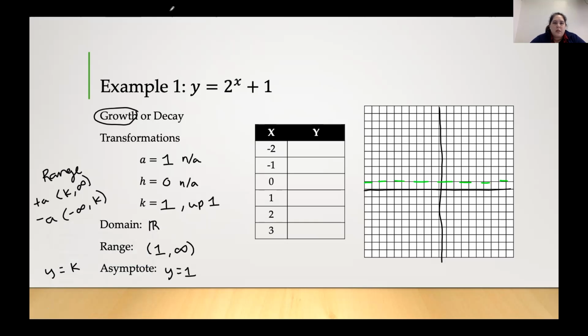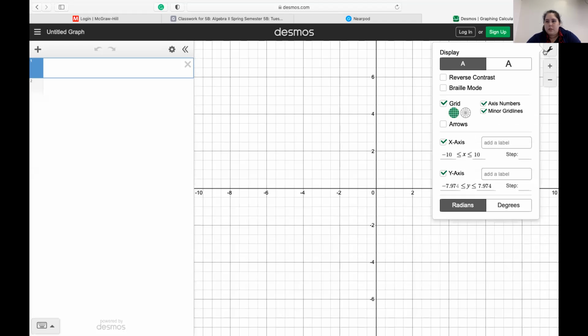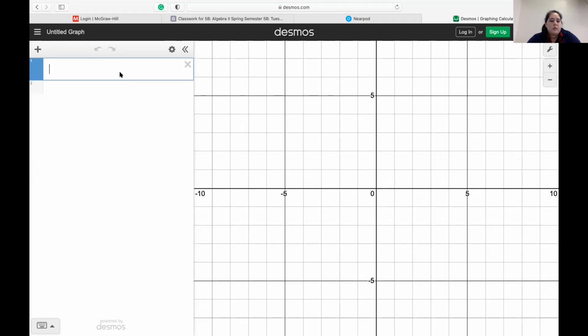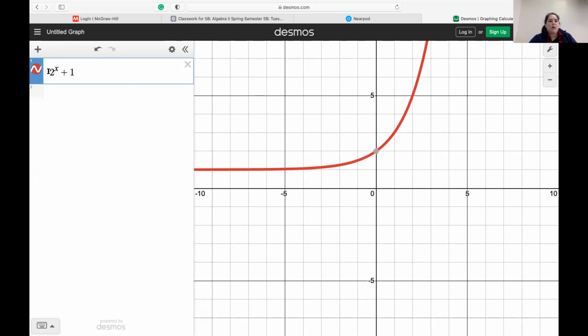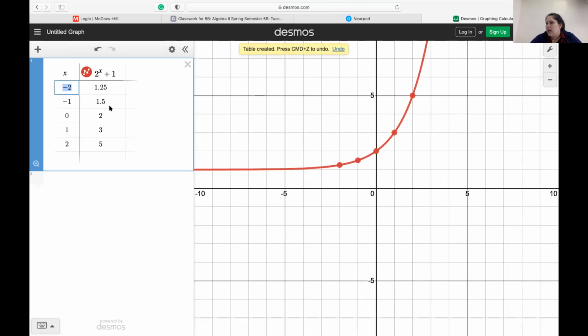So what I'm going to go do now is go into Desmos and graph 2 to the x plus 1. If you want, you can do the y equals in the front. It doesn't really change anything, but we can see that it's flattening out. It's not crossing 1, but it's getting really close to it. So the next thing I'm going to do is pull up a table, and we want from -2 to 3.